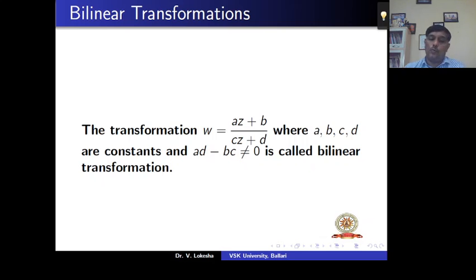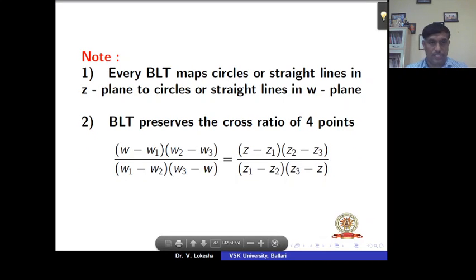Now we will discuss one more transformation, the bilinear transformation. Any transformation of the form w is equal to az plus b divided by cz plus d, where a, b, c, d are complex constants and ad minus bc is non-zero, we call a bilinear transformation. It is linear in z as well as linear in w. That's why we say that it is a bilinear transformation.